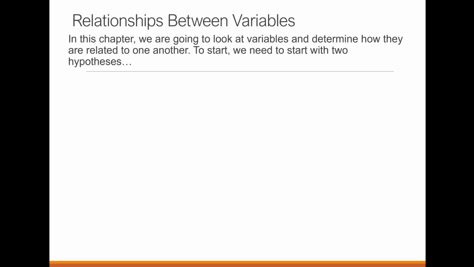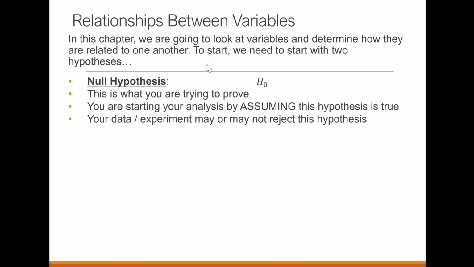So in this chapter, we're going to look at variables and determine how they are related to one another. So to start, we need two hypotheses. The first one is called the null hypothesis. That's what we'll be attempting to prove statistically. We do our analysis assuming that the null hypothesis is true, and our analysis is then either going to accept or reject this hypothesis.